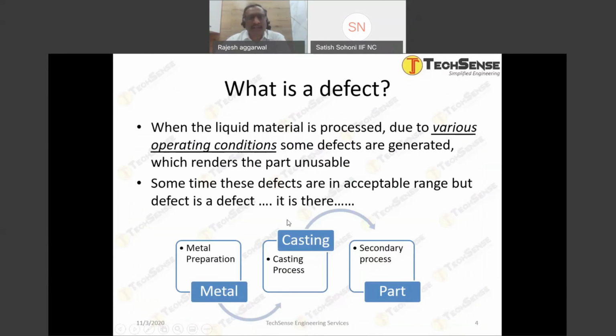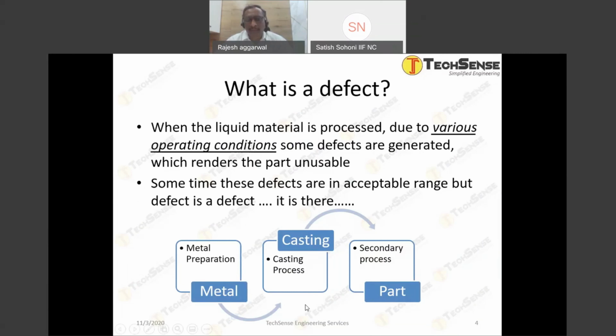Those who have attended the last session must have seen this slide as well. So what is a defect? A defect is basically when the liquid material is processed and, due to the various operating conditions, some defects are generated inside the casting, which renders the part unusable. Sometimes these defects are within an acceptable range, but a defect is a defect, it is always there.